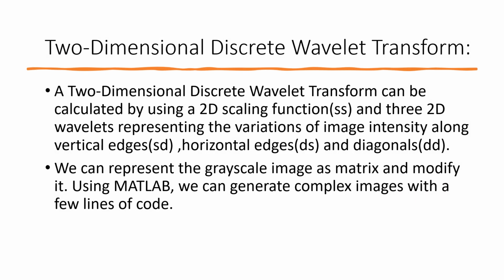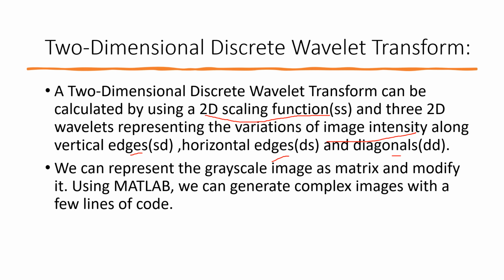To calculate the two-dimensional discrete wavelet transform, we would require a two-dimensional scalar function. This is required to know the trend of an image. Along with that, to know the details of an image, we would require the image intensities along the vertical edges, the horizontal edges, and along the diagonals. We all know that any grayscale image can be represented as a matrix, and by modifying this matrix, we can modify the original grayscale image.